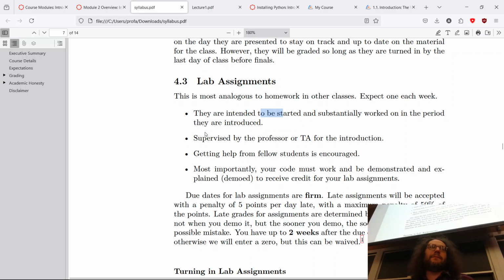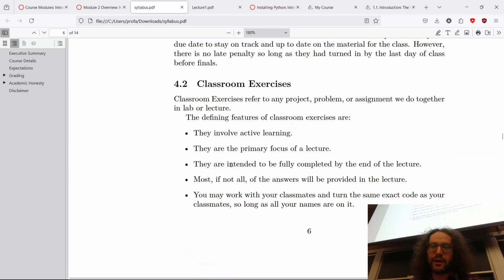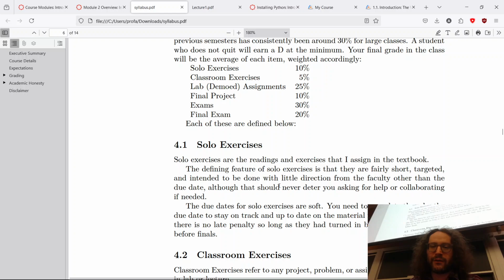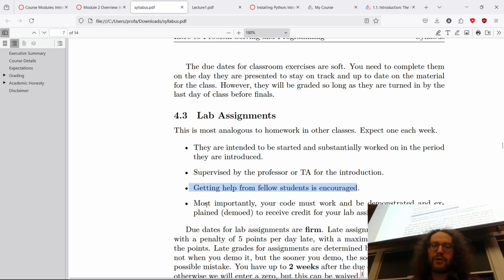They're supervised by me or the TA for the introduction. I would expect you should get help from your fellow students. And most importantly, for lab assignments, that's where you demo.